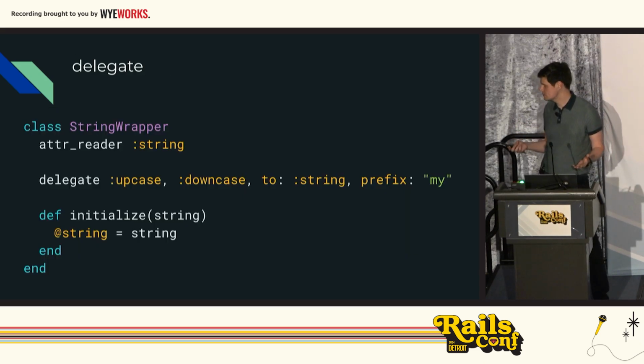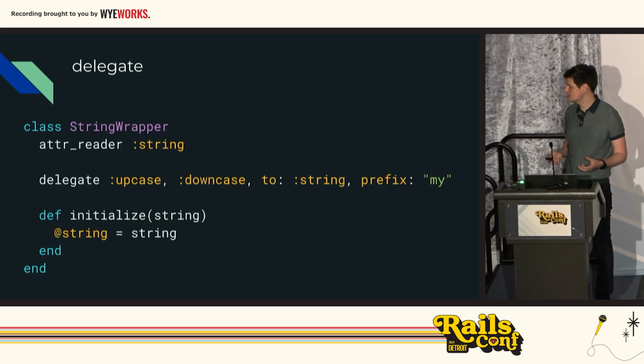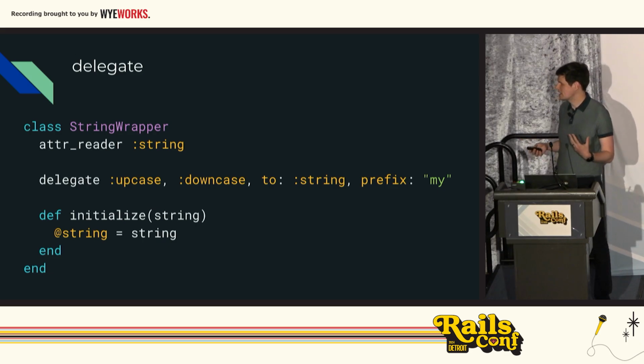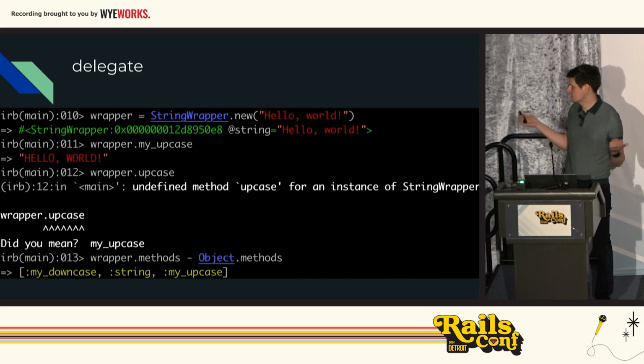And then last but certainly not least, our ActiveSupport delegate. Kind of similar to the last couple, we can delegate a bunch of methods at once. We're saying what we're delegating to. We can give it a prefix if we want a little bit of customization in the name, but not quite as much customization as def_delegator. And again, it works.